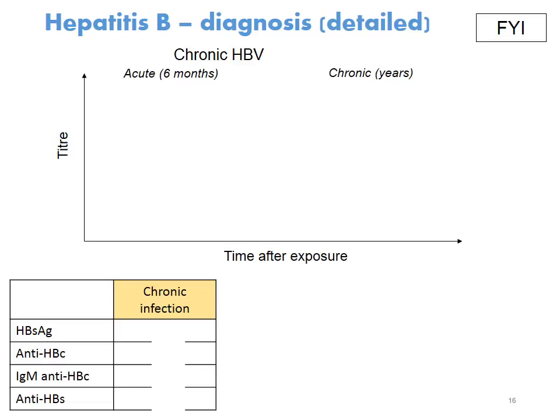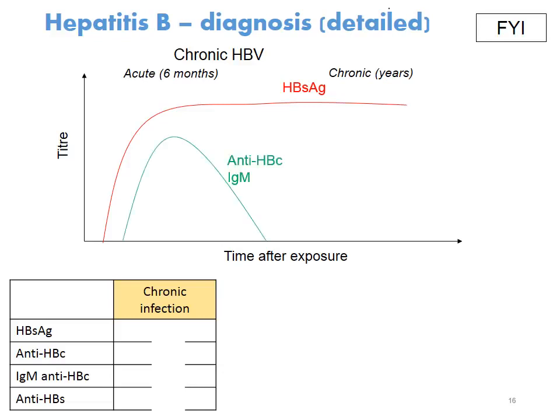Now let's look at the situation of chronic hepatitis B virus infection. When a person is infected, HBsAg levels rise. Since this is a chronic HBV infection, the person continues to be infected and the HBsAg levels remain high. As mentioned earlier, IgM is the first type of antibody to appear in response to the infection. So IgM antibodies against the core antigen are produced.